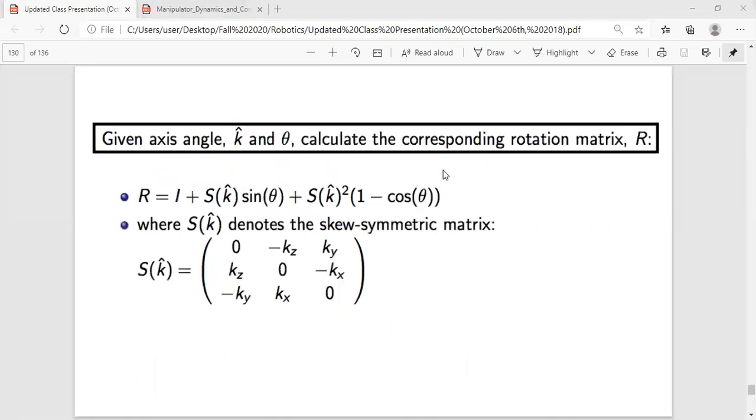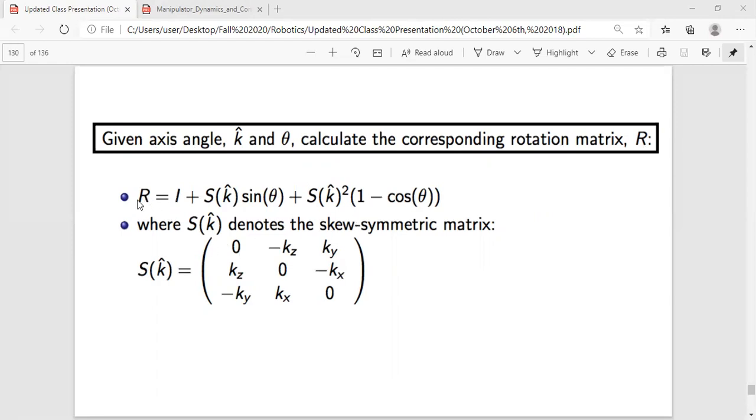One last thing. If I give you K and theta, and then I ask you to find R, right? Before, I gave you a rotation matrix, and now I ask you to find the corresponding axis-angle vector and its angle theta. If you want to do this forward mapping from K and theta to find R, here's how you do it.